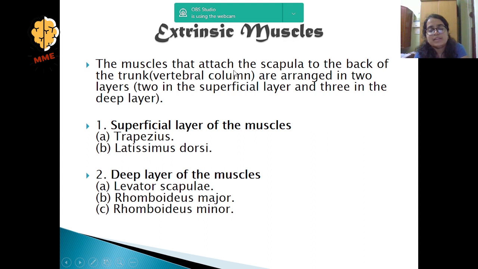Extrinsic muscles. Now I'll just tell you the names of the extrinsic muscles. As I said, these attach the scapula to the vertebral column, to the back of the trunk, and they're arranged in two layers, superficial and deep. The muscles of the superficial layer are the trapezius and the latissimus dorsi, whereas the muscles of the deep layer are the levator scapulae, rhomboideus major and rhomboideus minor.